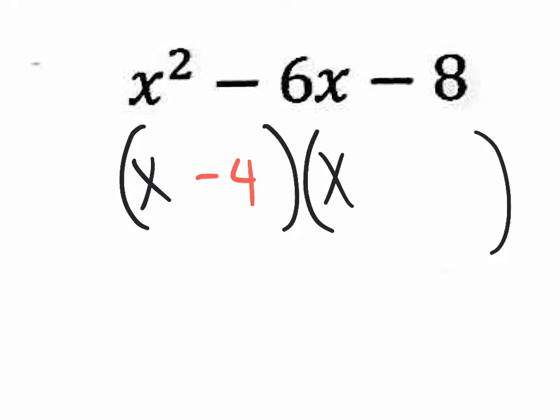Negative 4. Negative 2. Okay. Well, negative 4 and positive 2 will give us a negative 8, but if you combine them, it doesn't give us negative 6. Okay, so maybe negative 4 times negative 2, huh? Oh, wait a minute. That wouldn't give us a negative 8.